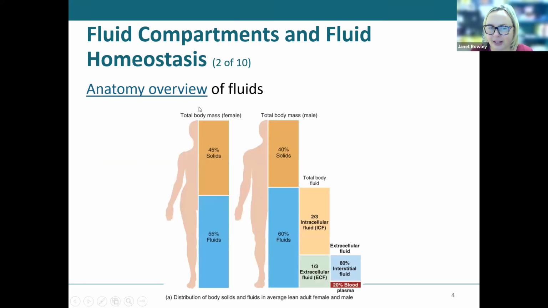You can click on the link in D2L for the anatomy overview of fluids. But here we go. This shows the male versus the females. We have a bunch of solids in our body, and 55 to 65, or 60 as it's shown here, % of our mass is made up of the fluids. So of our fluids, 2/3 are intracellular fluids found inside the cells, 1/3 is extracellular fluid. The extracellular fluid is made up of interstitial fluids and all those other ones I mentioned, like the vitreous humor, the lymph, things like that. And then 20% is made up of blood plasma.